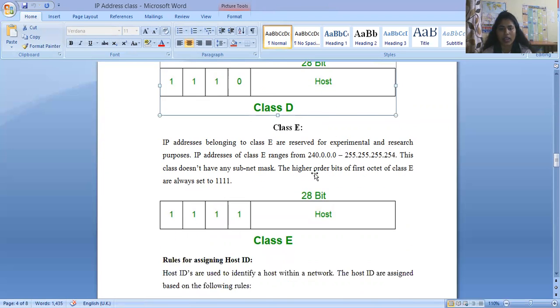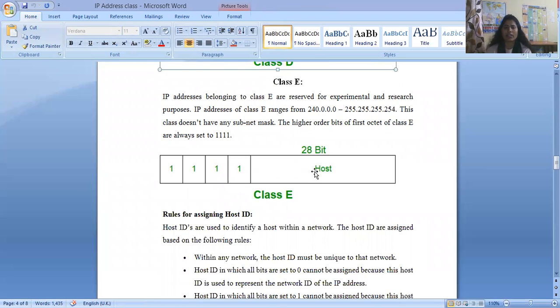If you talk about class E, the IP addresses belonging to class E are reserved for experimental and research purposes. The IP address range of class E is from 240.0.0.0 to 255.255.255.254, and the starting bits are always set like 1111. Okay, four ones.